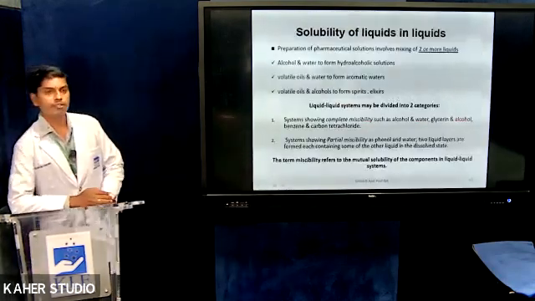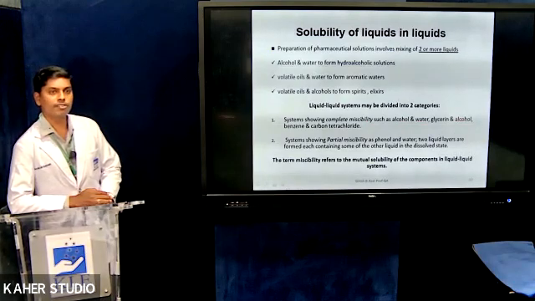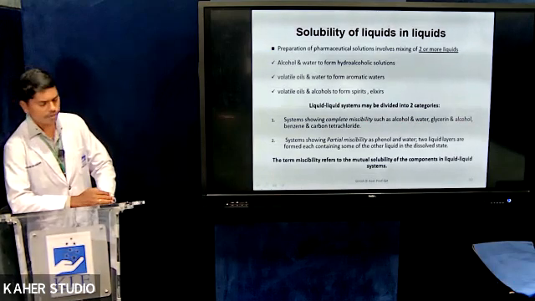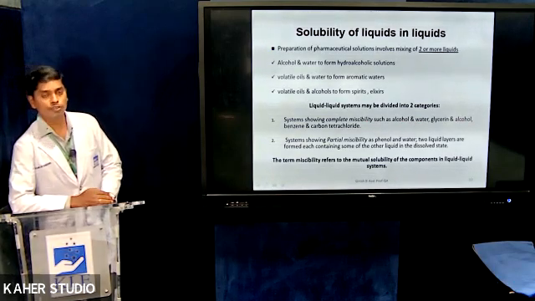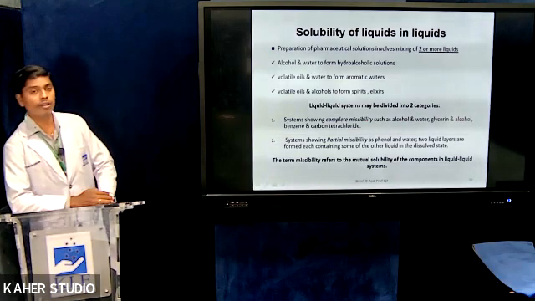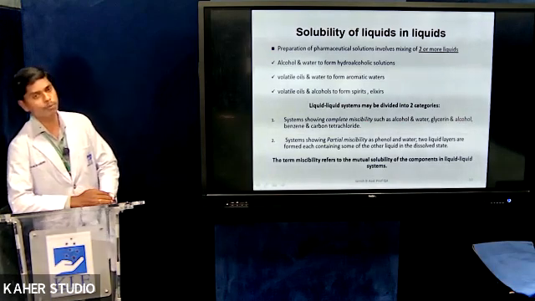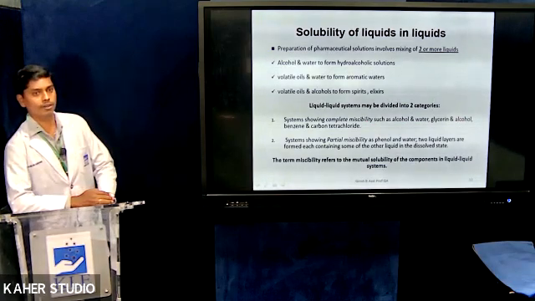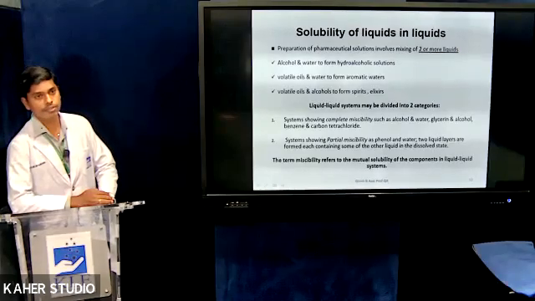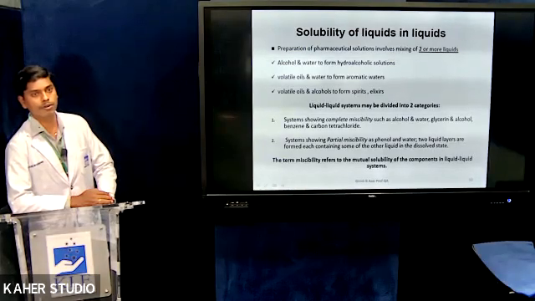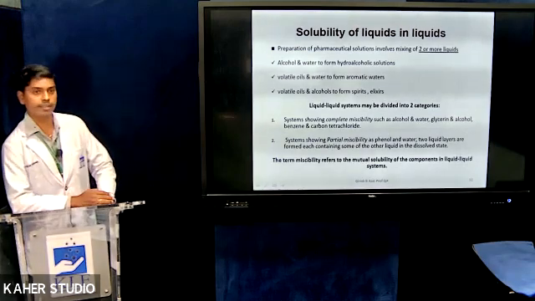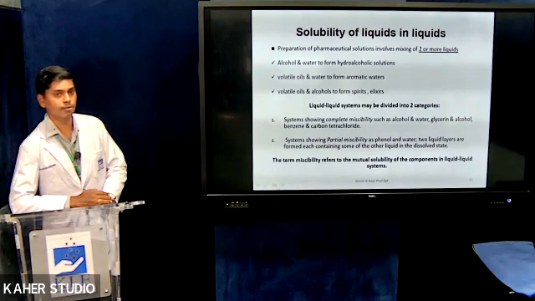Coming to the next point, the solubility of liquids in liquids. The preparation of pharmaceutical solutions involves the mixing of two or more liquids. When you are dealing with solution formulations, elixir formulations, or emulsion formulations, the solubility of liquids in liquids plays an important role. Examples are the mixture of alcohol and water to form hydroalcoholic solutions, the mixture of volatile oils and water to form aromatic waters, and the mixture of volatile oils and alcohol to form spirits and elixirs.